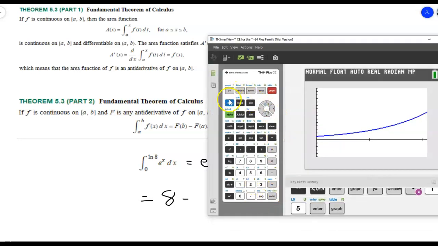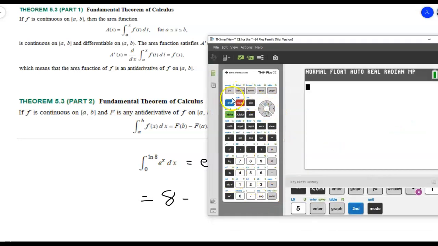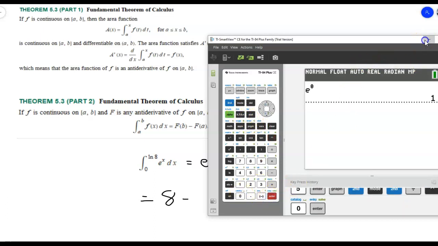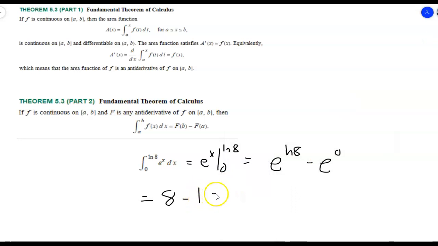e to the 0 is 1. I believe, I haven't done e to the 0 in forever, but I'm 99.9% sure that's equal to 1. Yep. 8 minus 1, so we get a total of 7. So the area between the curve of the function e to the x from 0 to natural log of 8 is equal to 7.